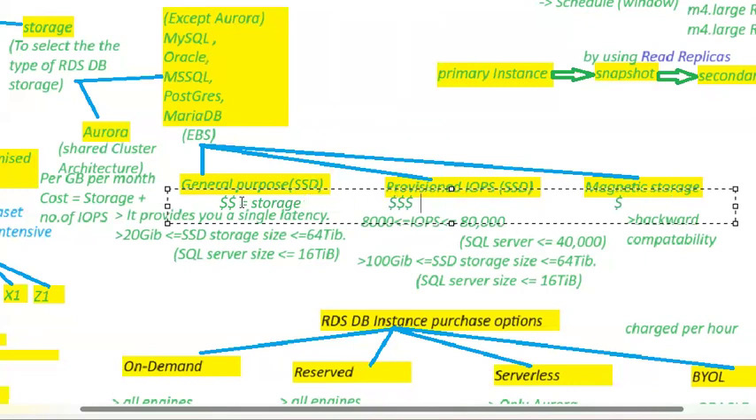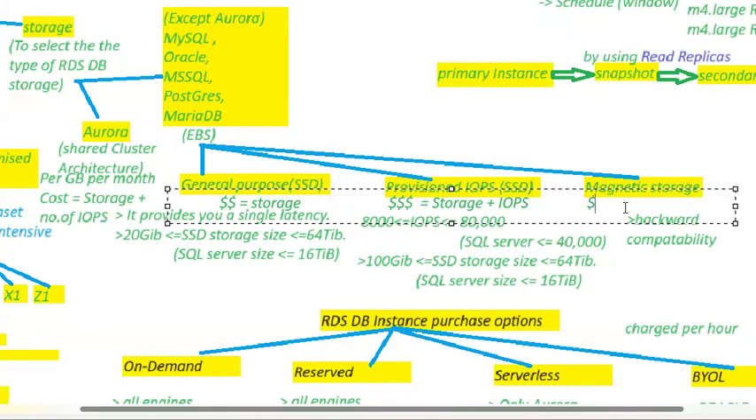So coming to provisioned IOPS, for what things will you be charged? You will be charged for storage plus input outputs, IOPS. You will be charged for storage and IOPS. So based on the IOPS you selected, you will be charged here. And for storage, you will be charged here.